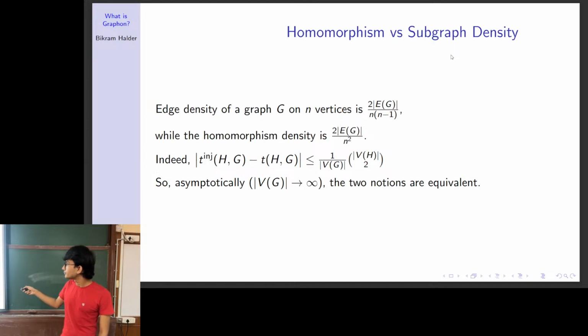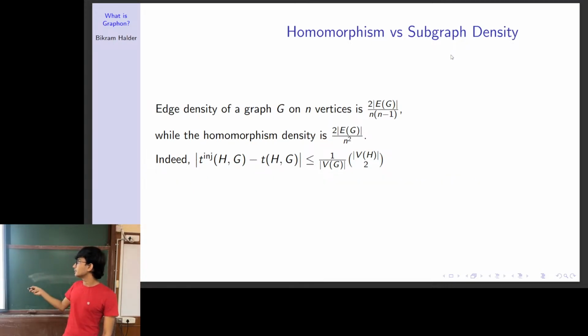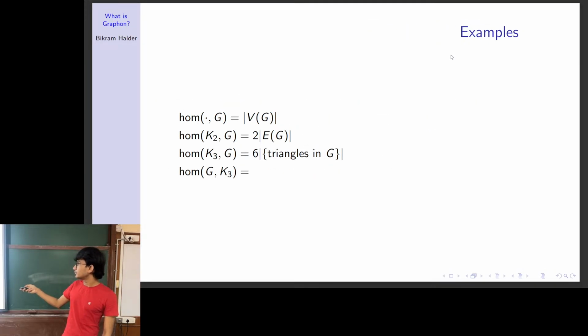Which one? This one. This is the homomorphism density of an edge, K2.